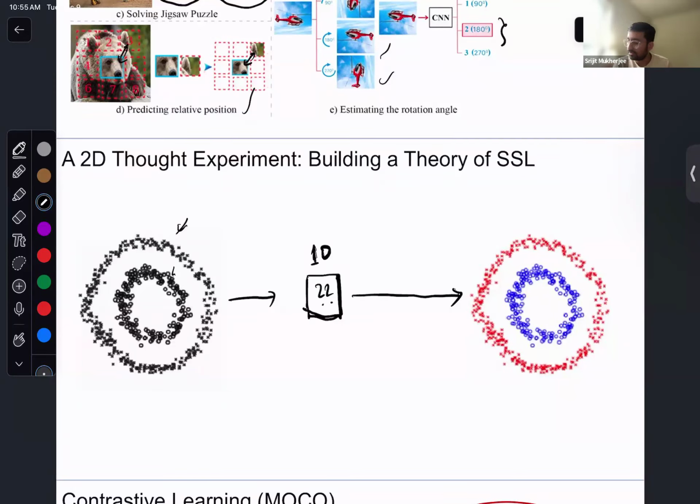Very good, Devendra. So the radius, x square plus y square, right? So it's a single number. The question is we want to learn that r square. How to learn that? So we want to learn that r square. How to learn that?